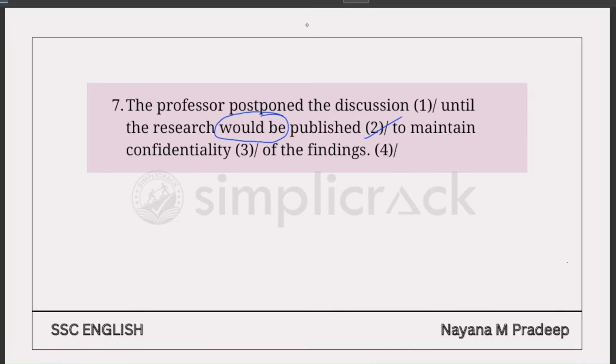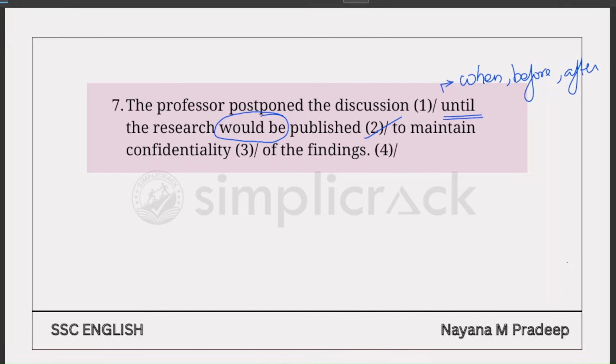Why is it wrong? Because in this question you can see the conjunction until. Along with time conjunctions like until, when, before, after, etc., when these words are used to indicate a future event, you will not use a future tense. If you are using these time conjunctions to indicate a future event, you will never use a future tense along with it, because these conjunctions themselves refer to a future event. So you do not need another future tense in order to indicate that the action happens in the future.